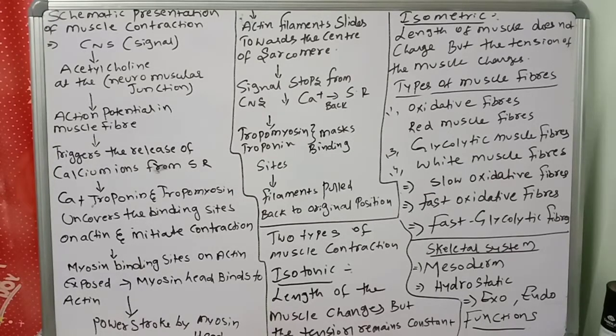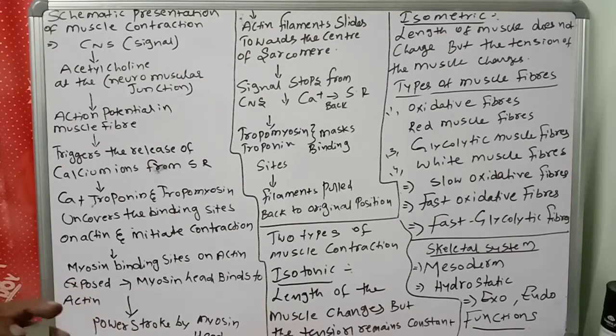So bones are there, cartilage is there, but they are surrounded by which one? Muscles. They are called endoskeleton, inside of the body. That's why they are called endoskeleton. Hydrostatic means a fluid-filled cavity encircled by muscles, like earthworm. Exoskeleton is like cockroach, and endoskeleton is like humans.